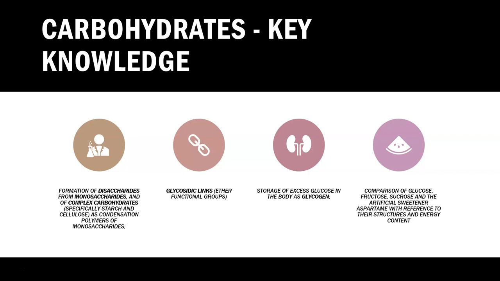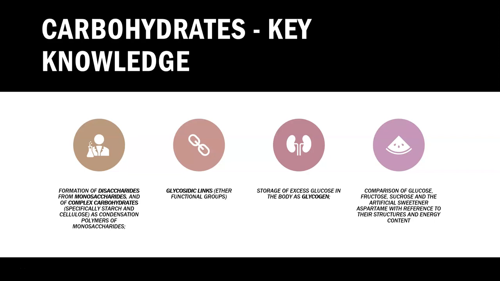Okay, so far we've looked at proteins as condensation polymers of amino acids. We have looked at triglycerides, which aren't polymers but are formed by the condensation reaction between glycerol and 3 fatty acids. And now we're looking at carbohydrates, which are formed by the condensation reaction between small simple sugars known as monosaccharides into more complex carbohydrates. These condensation reactions form glycosidic links, which form an ether functional group.